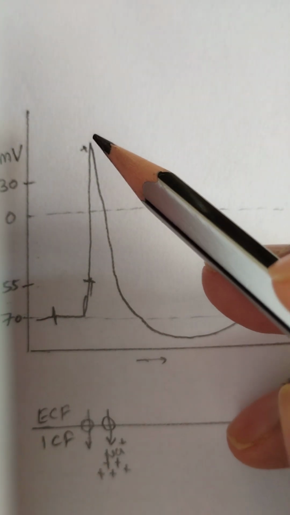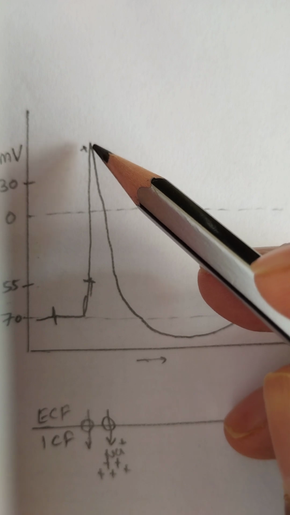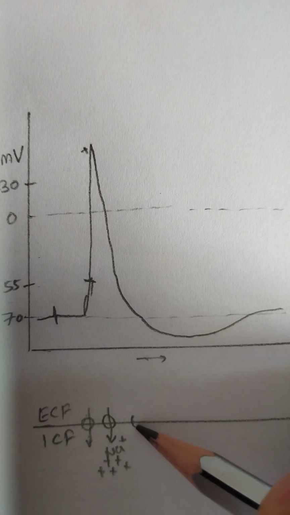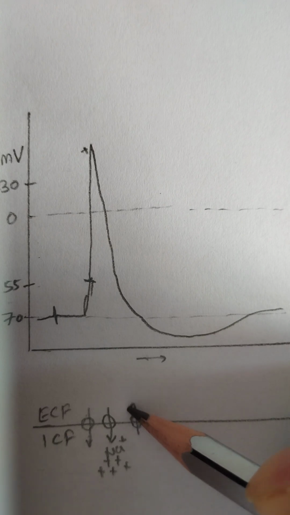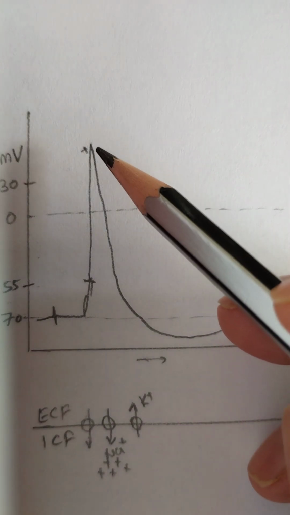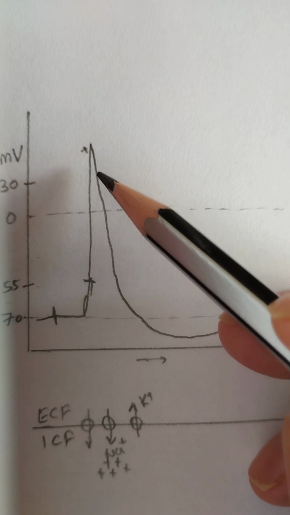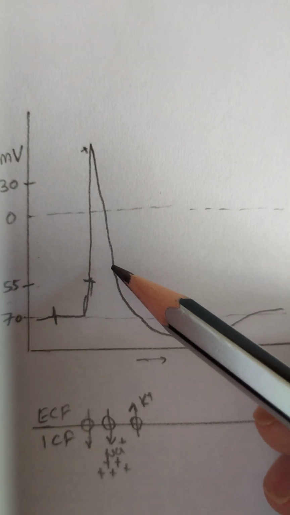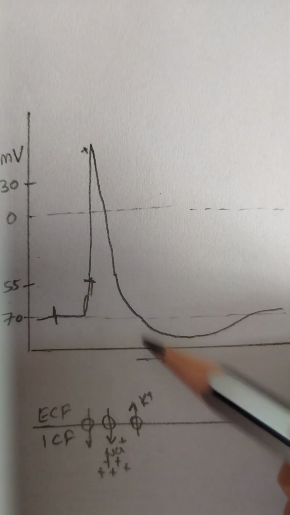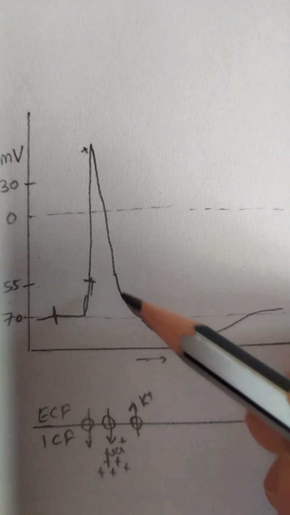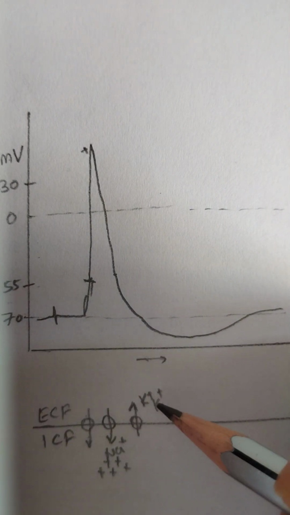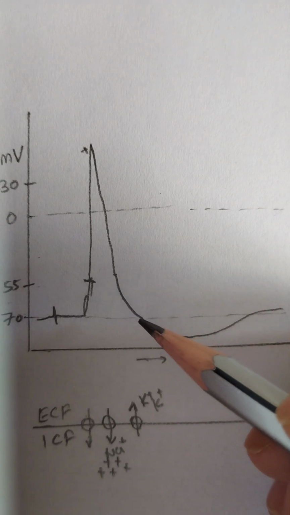And at this point, the voltage gated sodium channel closes, and the voltage gated potassium channels open up, which leads to the efflux of potassium. So gradual efflux of potassium leads to the rapid repolarization. And at this point where the after depolarization starts, it occurs because there will be delay in the repolarization, which occurs because of the accumulation of excess potassium ions in the ECF, which delays repolarization.